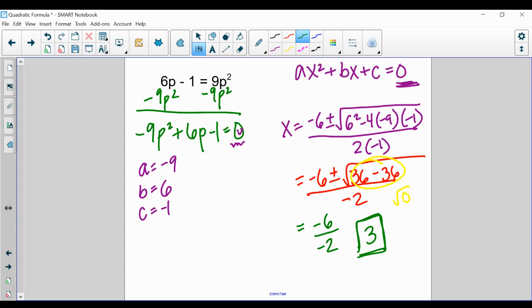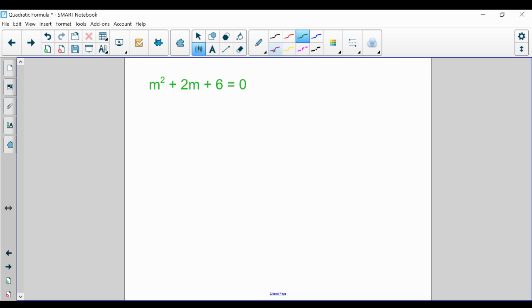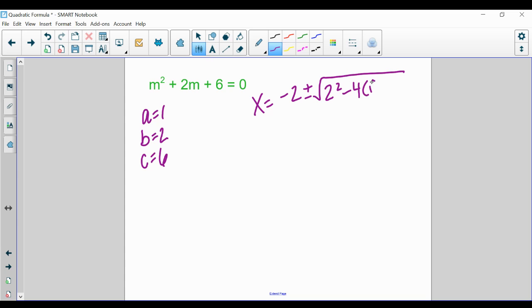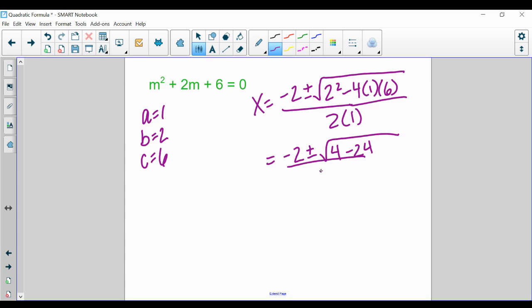All right. So here we go. We're going to keep going. All right. Now, again, we're going to identify A of 1, B of 2, C of 6. Let's plug it in. X equals -2 plus or minus the square root of b squared minus 4ac all over 2a. Now I have -2 plus or minus 4 minus 24 over 2.